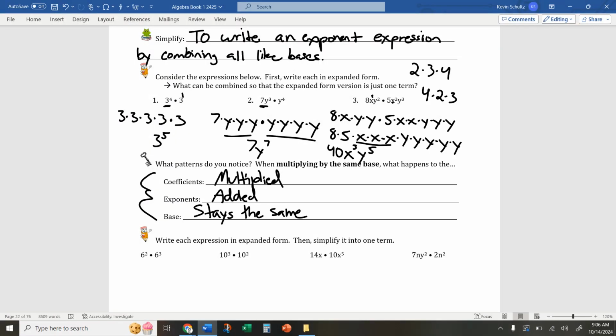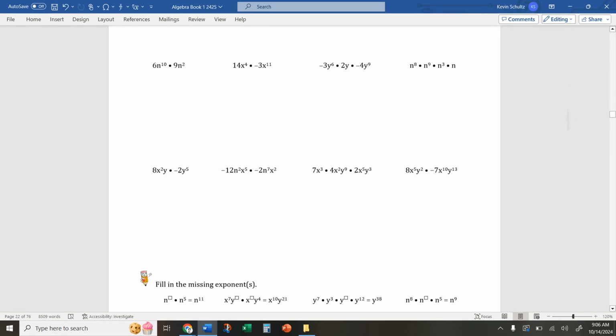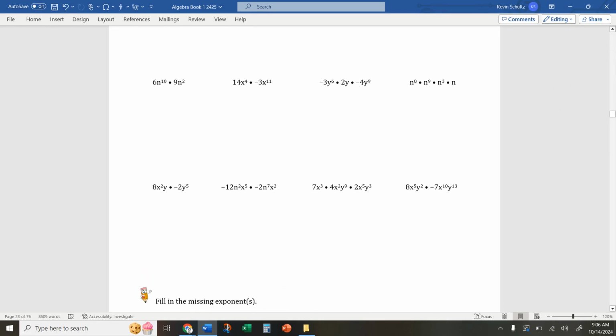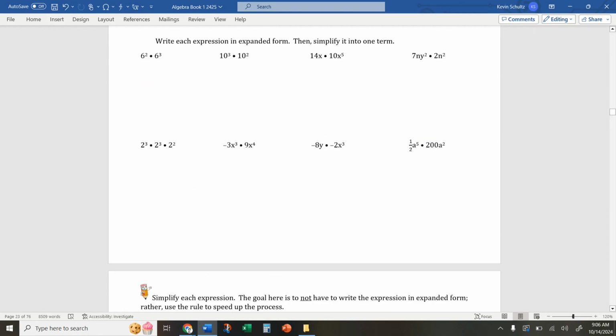Okay? When you recognize that you are multiplying by the same base, this is a rule that you can use that eliminates the need for expanded form. Expanded form will always work, but if you look at what's coming up homework-wise, on the second page, I don't think you want to be writing expressions like x to the 10th, y to the 13th in expanded form. That's not very fun there.